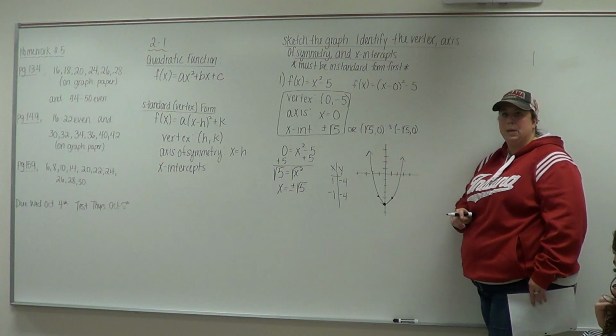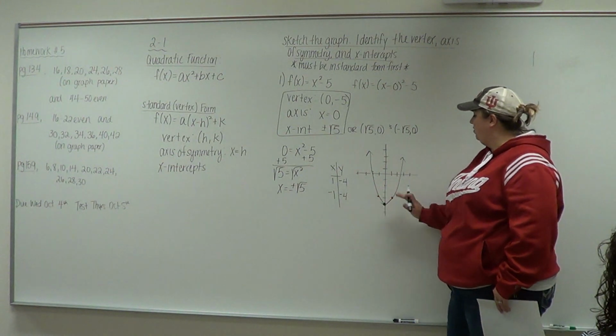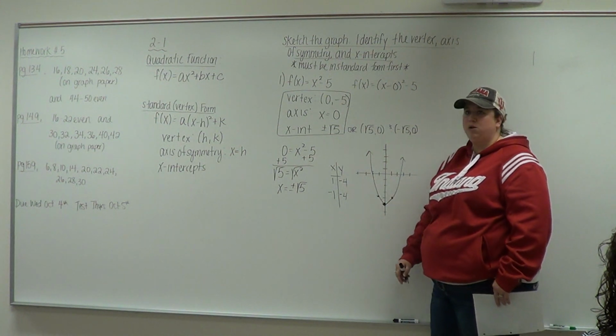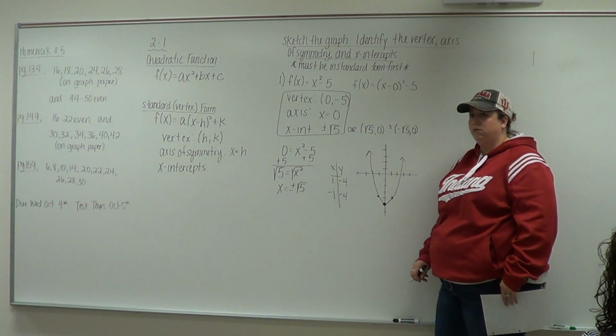And why did you pick 1 and negative 1? Because they were on each side of the vertex. So I pick a number on the right and a number on the left. You can pick any, I just pick the one closest to it.